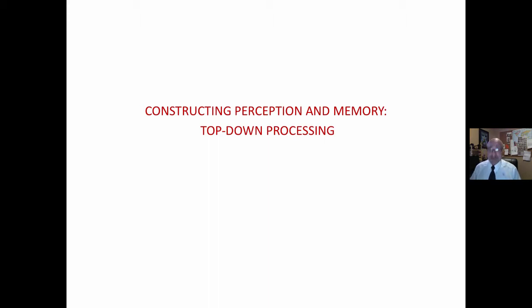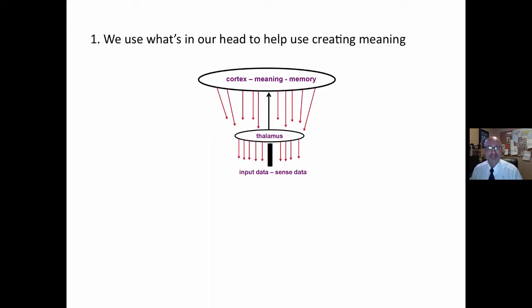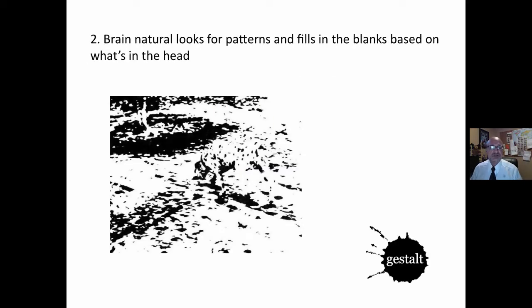Constructing perception and memory. It's a top-down process. We use what's in our head to help us create meaning. Ten times more information flows from the cortex to the thalamus than from the thalamus up when we are trying to make sense of the world. And perception goes from our eyes to the thalamus and up to the cortex. Our brain naturally looks for patterns. It wants to fill in the blanks based on what is in our head, the neural networks, the schema.